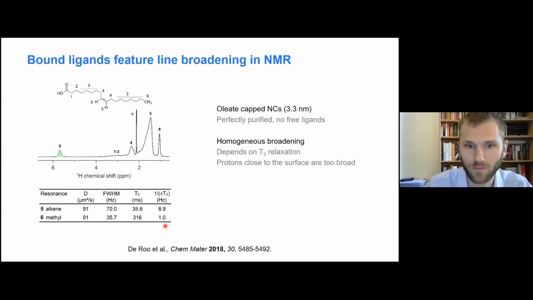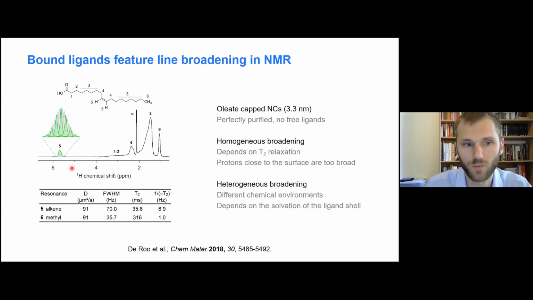And that gap is filled up by heterogeneous broadening, which means that this single resonance here is not a single resonance that is nicely homogeneously broadened. Instead, it is a superposition of all kinds of different resonances, each of which has its own broadening. You can get in such a situation when all those different resonances have slightly different chemical environments. And then now the question is, where do those different chemical environments come from? And so we argue that they actually depend mostly on the solvation or the unsolvation of the ligand shell.